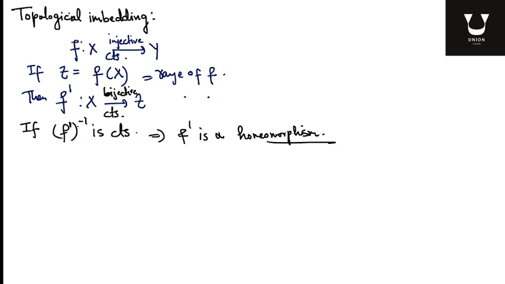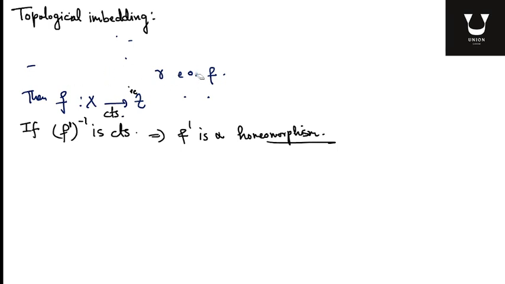So in that case, if f dash happens to be a homeomorphism of X with Z, then we say that the function f is a topological embedding, or we simply say that it is an embedding of X in Y. So let me write the definition formally of topological embedding.